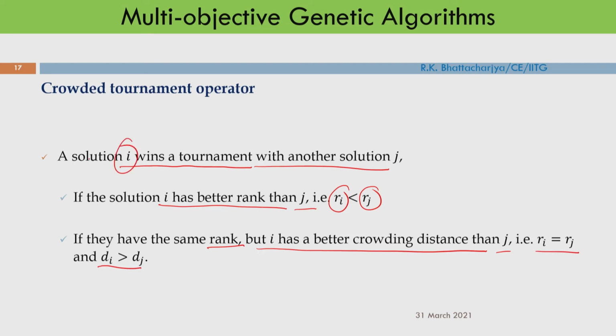So what we are doing here is first looking at the ranking. If they have different ranks, the lesser rank will be selected. If the rank is the same, then we look at the crowding distance and select the solution with the larger crowding distance, which means the solution is less crowded.